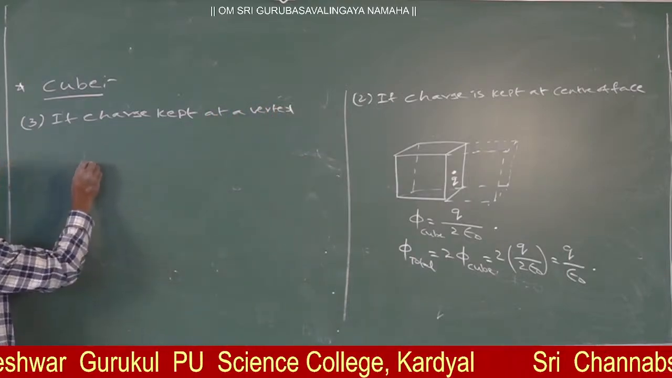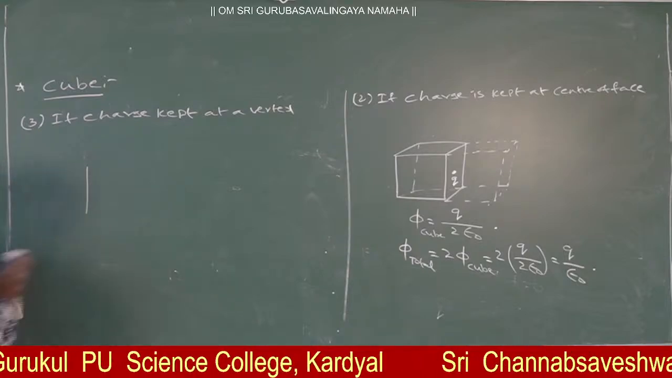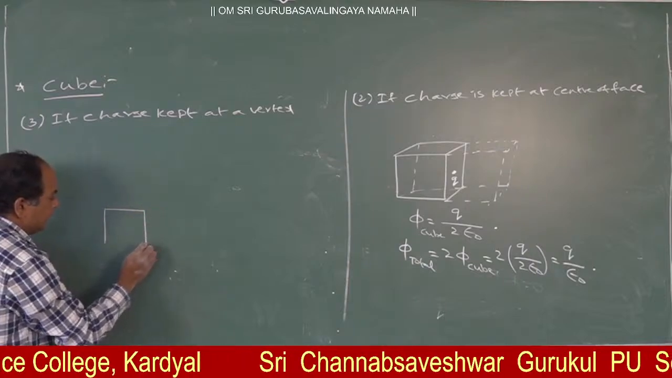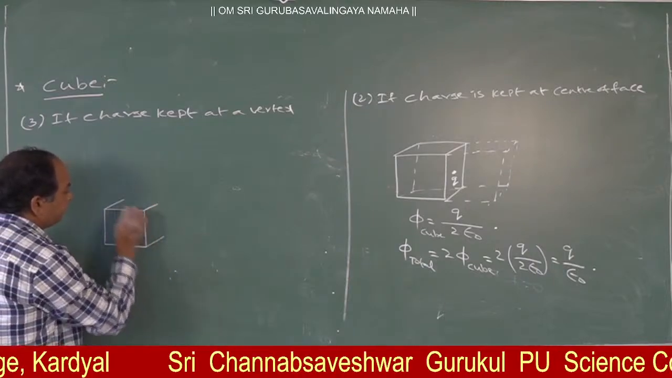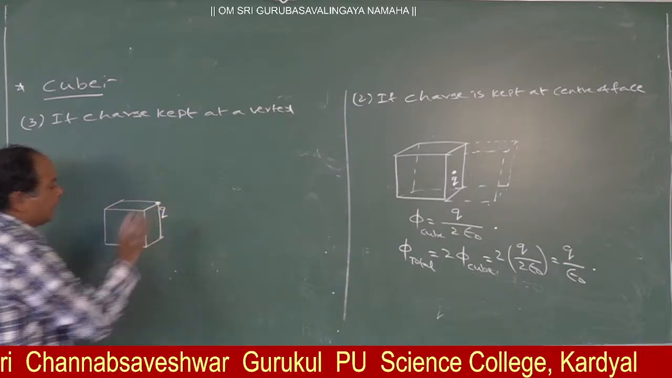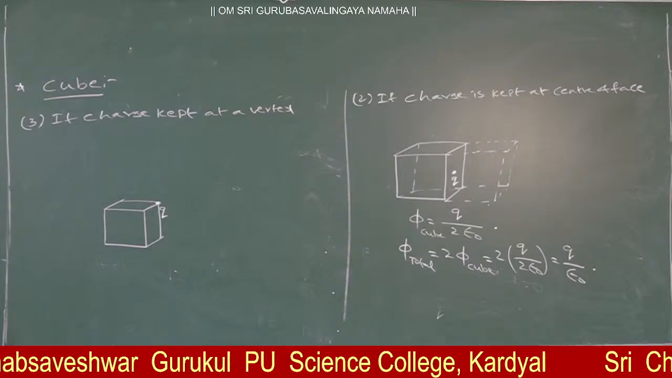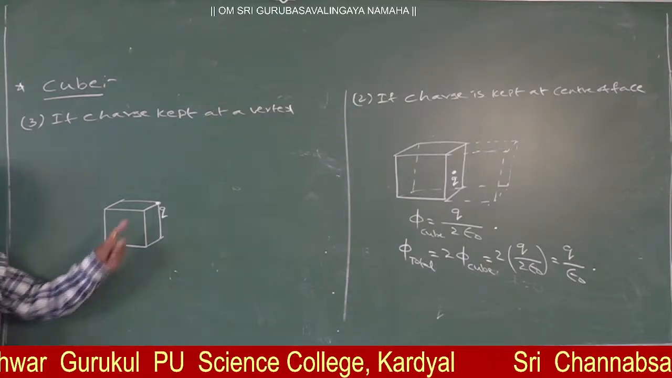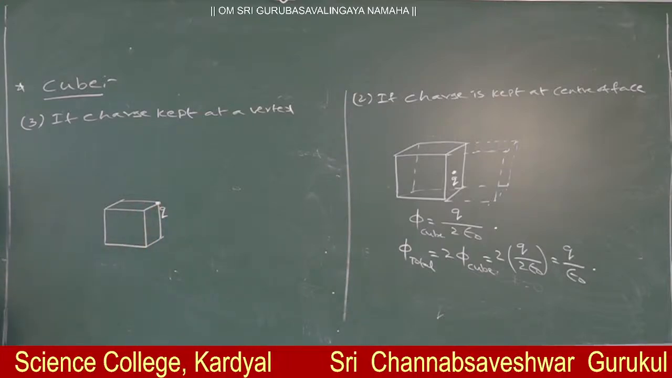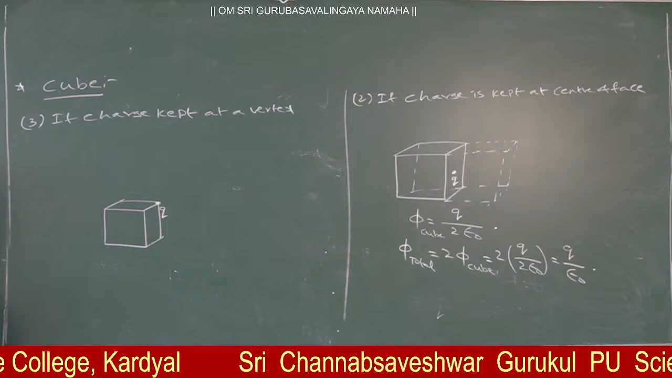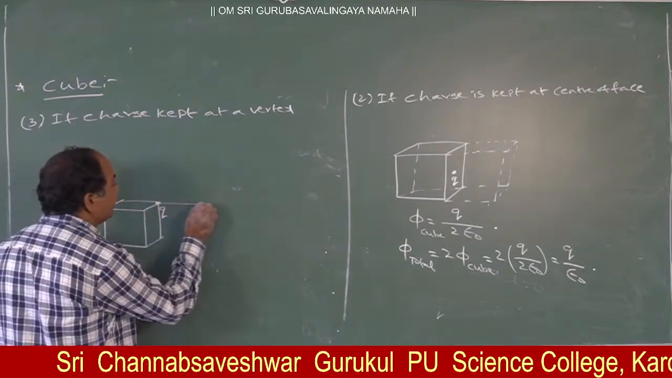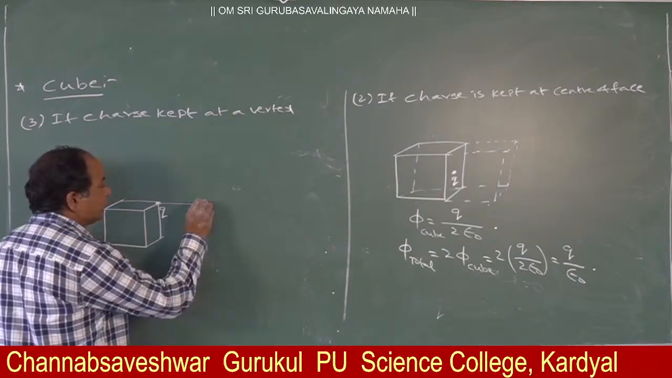So, this is considered as a cube. Here I kept one charge at a vertex. So to bring the charge to the center, how many cubes should we keep? 7 cubes we should keep. How? If you keep one cube like this, that means like this.